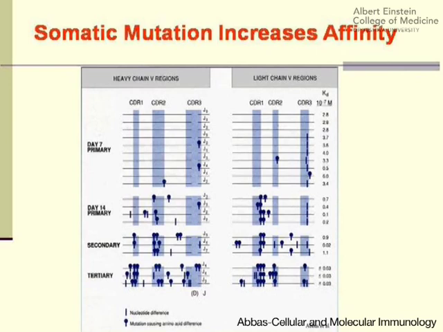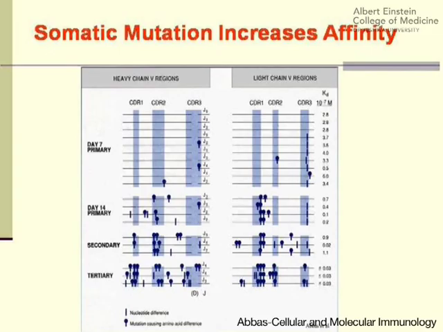What you're seeing is that during an immune response, at day 7 of the initial response, you really don't see a lot of changes. Mutations are indicated by these little push pins, round push pins here. Not a lot. Now, if you look at 14 days, you start seeing a lot more.